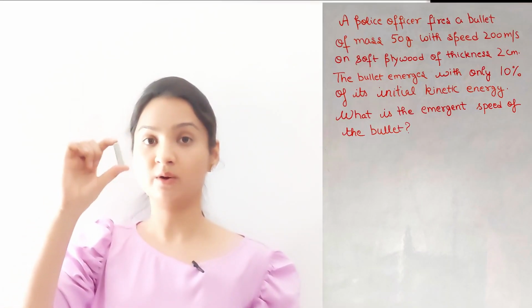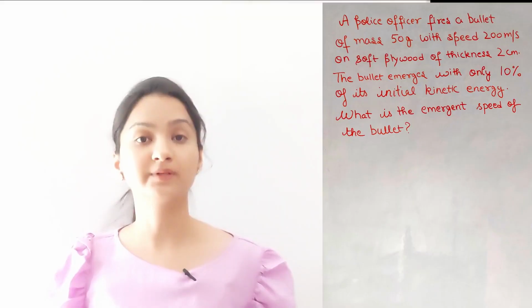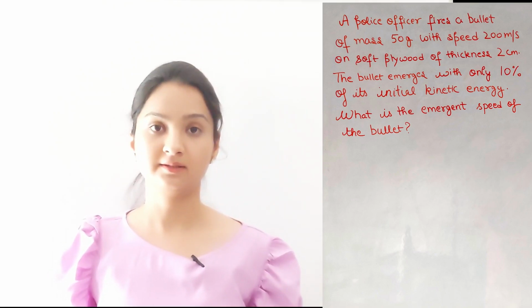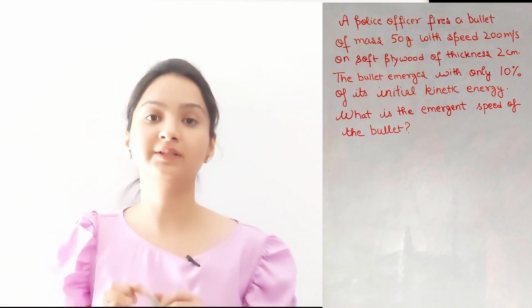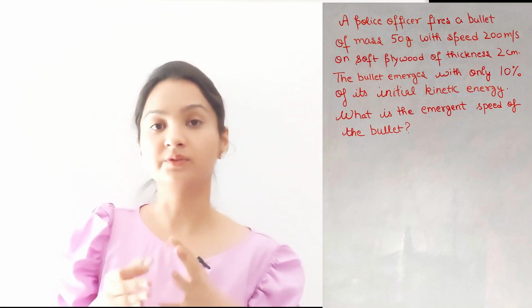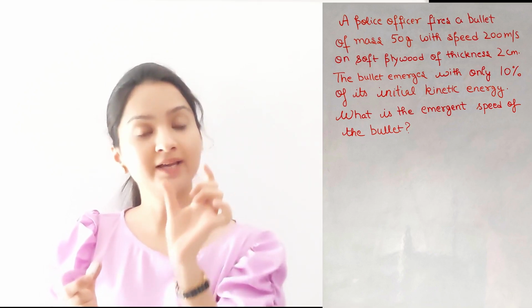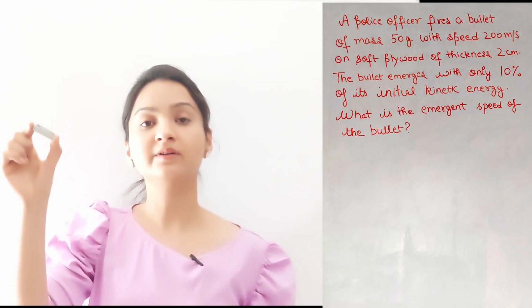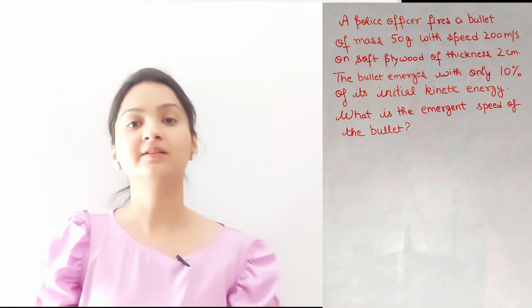Now let me give you a last example. You have a bullet of say 50 grams and this is fired with a velocity of 200 meters per second. This bullet hits a target which is of 2 centimeter thickness. This bullet does not stay inside the target; it emerges out of the target with obviously reduced kinetic energy, and the kinetic energy is now 10% of the initial kinetic energy. So can you calculate the emergent speed of this bullet? Means that you have to calculate the final speed of the bullet.